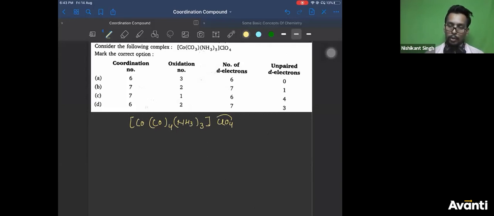So chlorate ion is ClO4 minus 1. So there will be a +1 charge on the complex. Correct? So this is a neutral ligand. This is 3. This is neutral ligand. This is also neutral ligand. So cobalt is X plus 3 into 0 plus 3 into 0 equal to +1. So oxidation state of cobalt is +1.